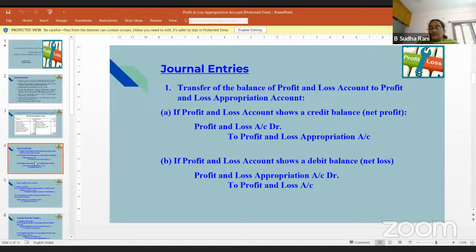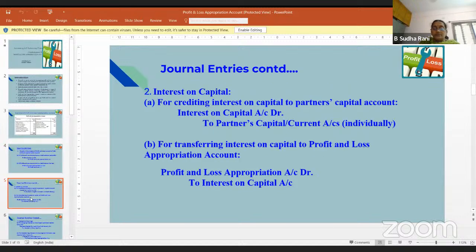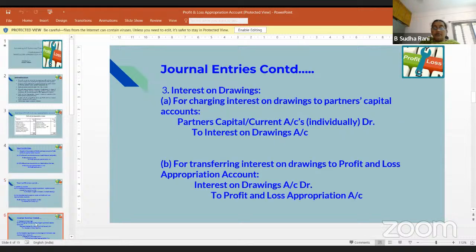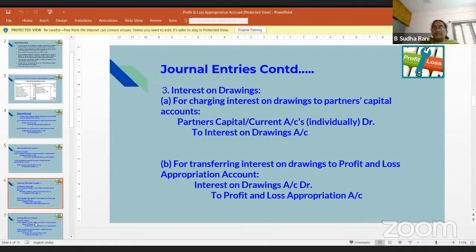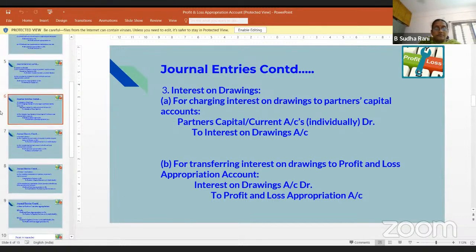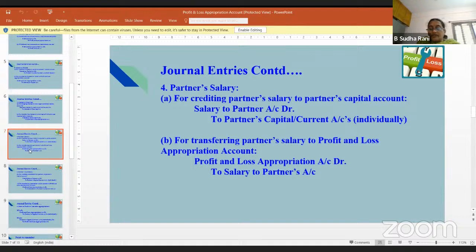The next one is, whatever you do here, that only in the form of journal entries. These are the journal entries.